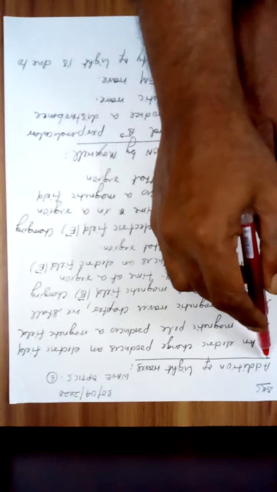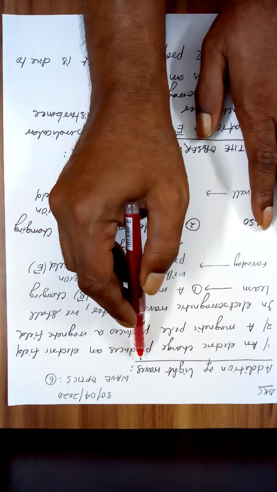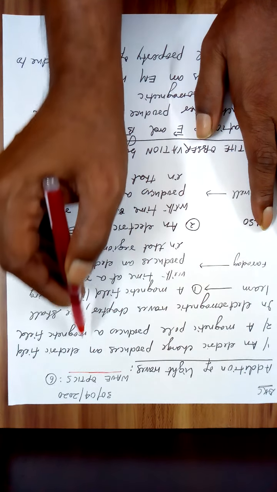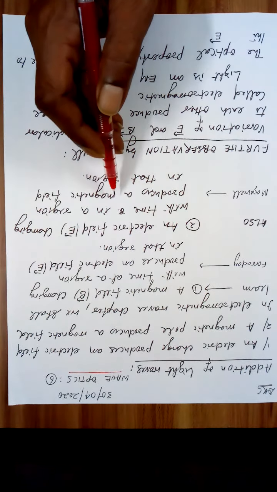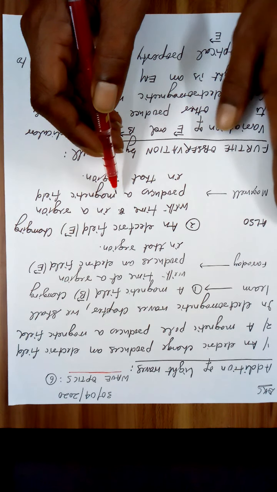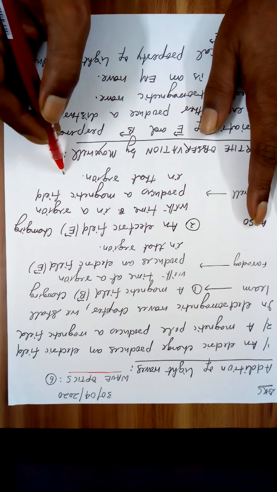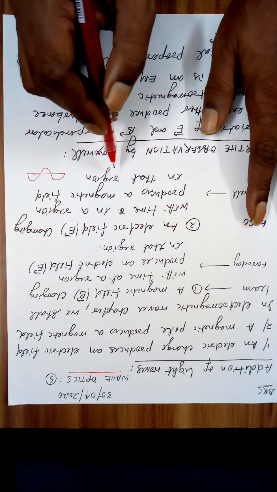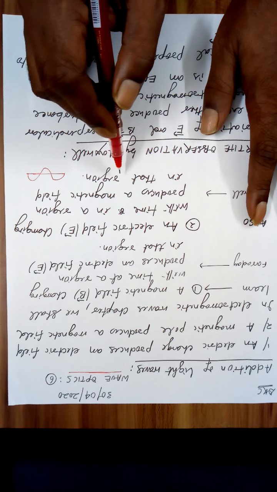Now, addition of light waves. So, in wave optics, we considered light as a wave, a transverse wave like this, and we'll now proceed on how to add two light waves.